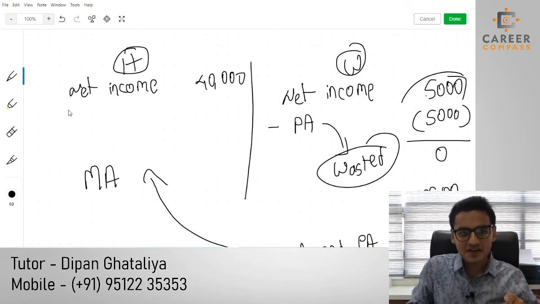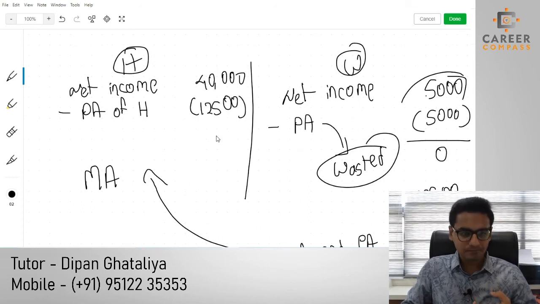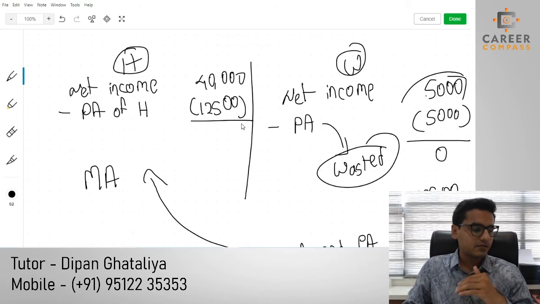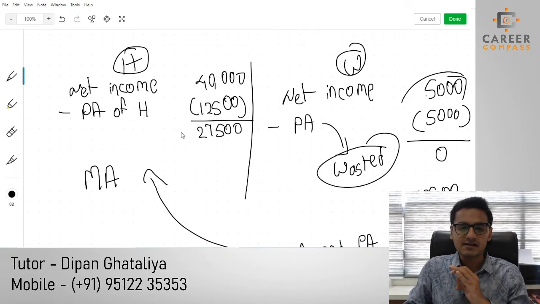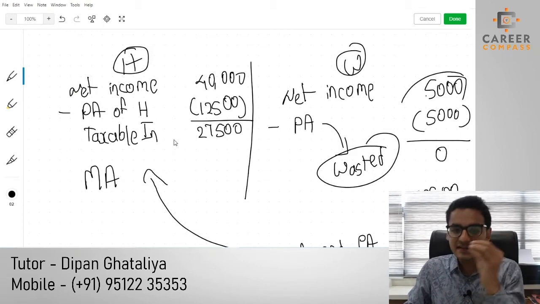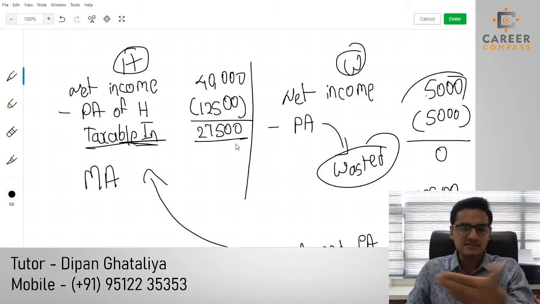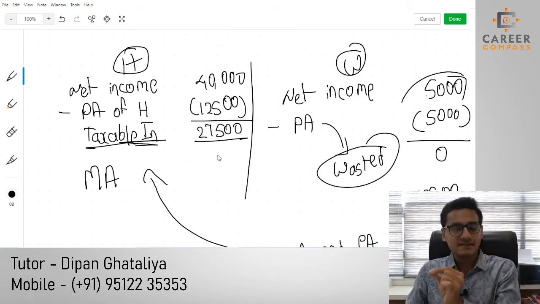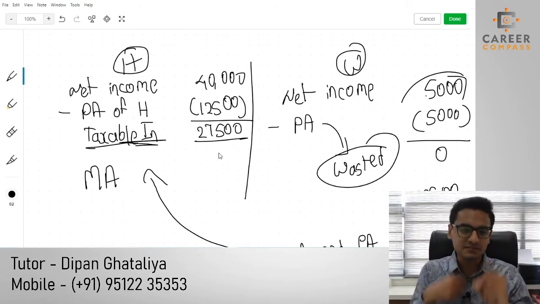So first of all, out of the net income, I will deduct the personal allowance of the husband. The husband himself will get the personal allowance of 12,500, so I am going to deduct that. After deducting that, the husband's taxable income is 27,500. This is the taxable income. Now we can say that the husband is a basic rate taxpayer, because his taxable income is less than 37,500. It's just 27,500. Now we can say that the transfer of PA, or marriage allowance, is possible.